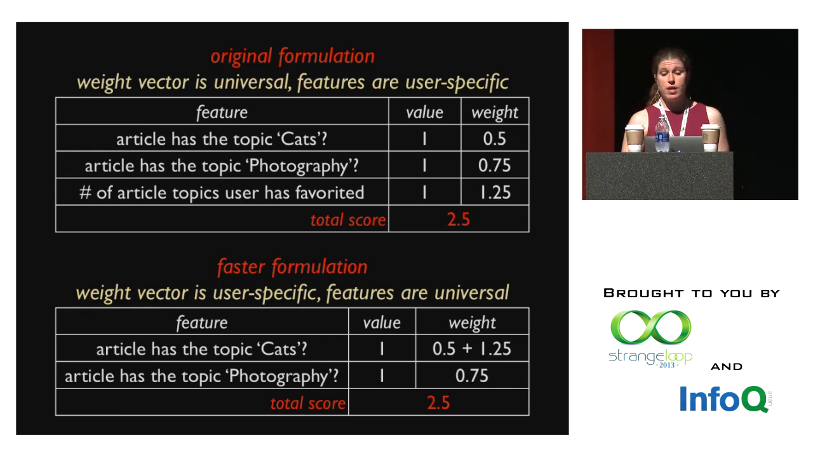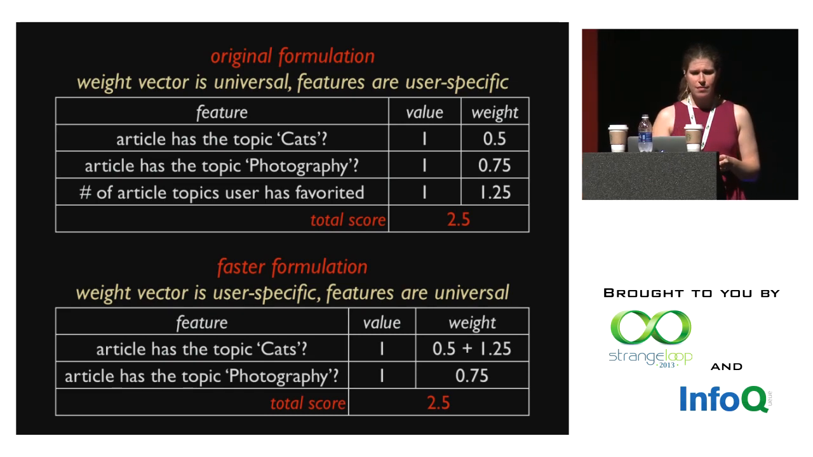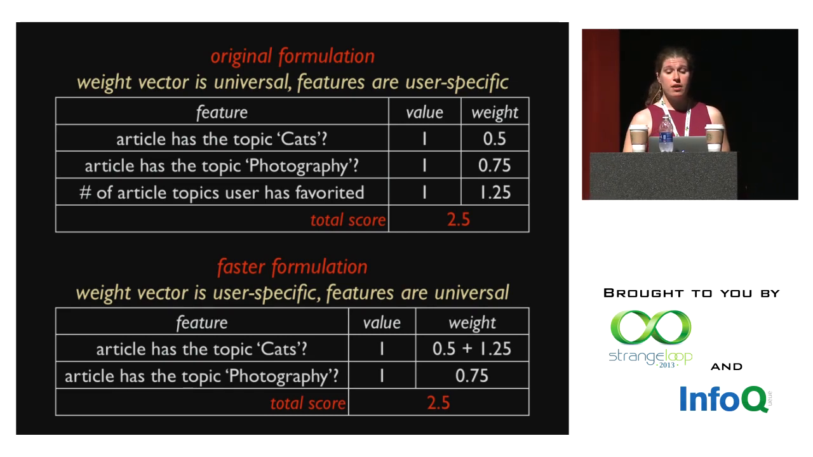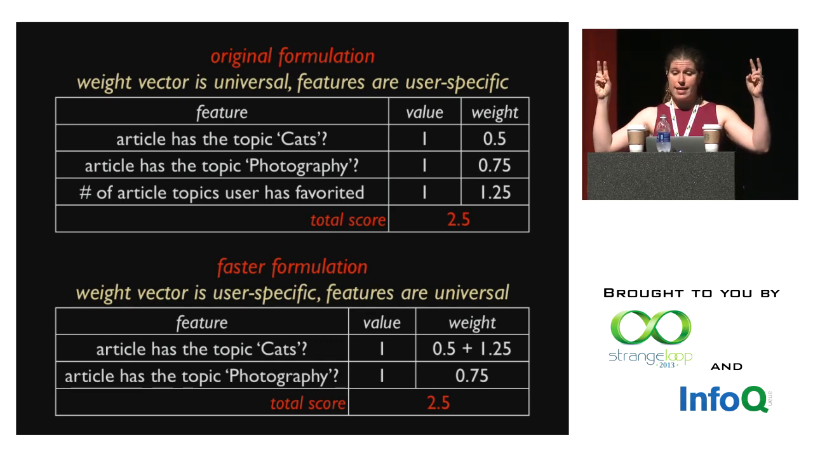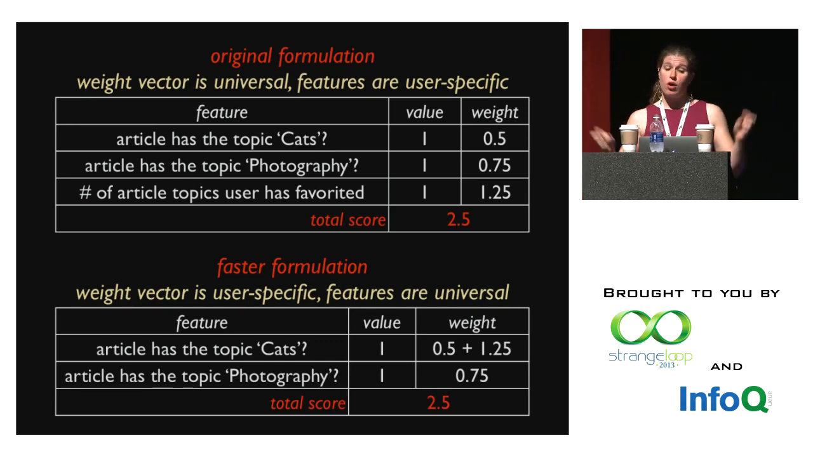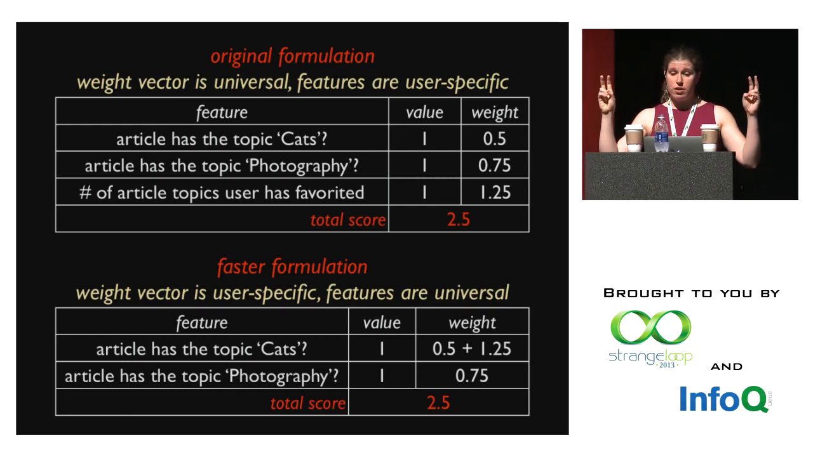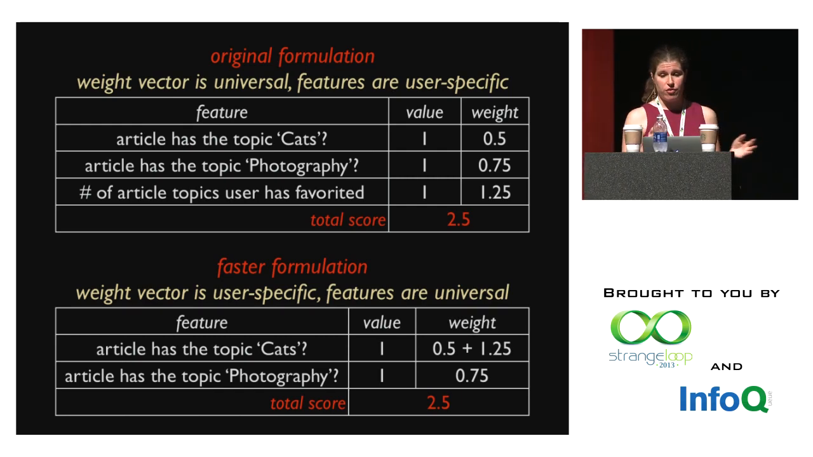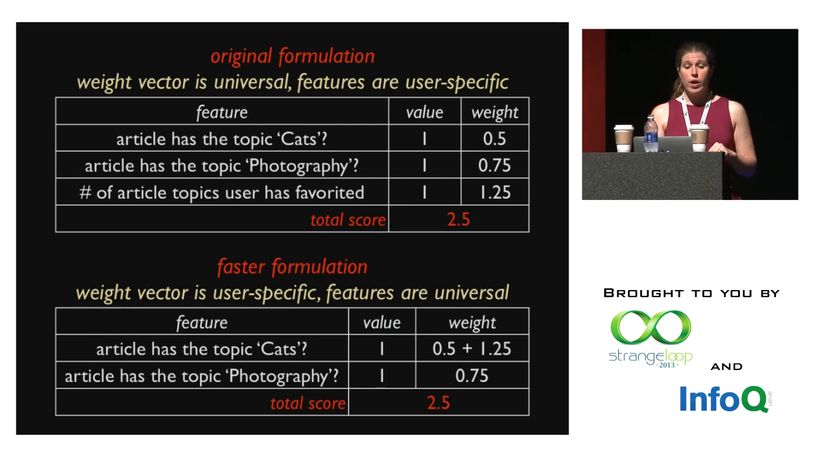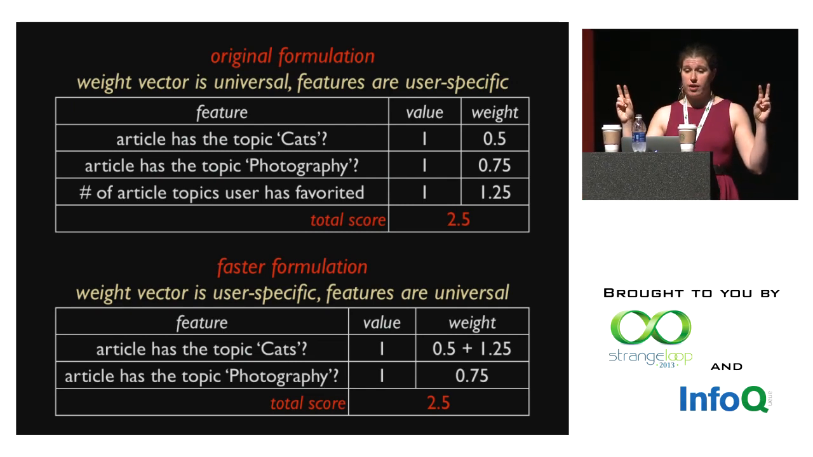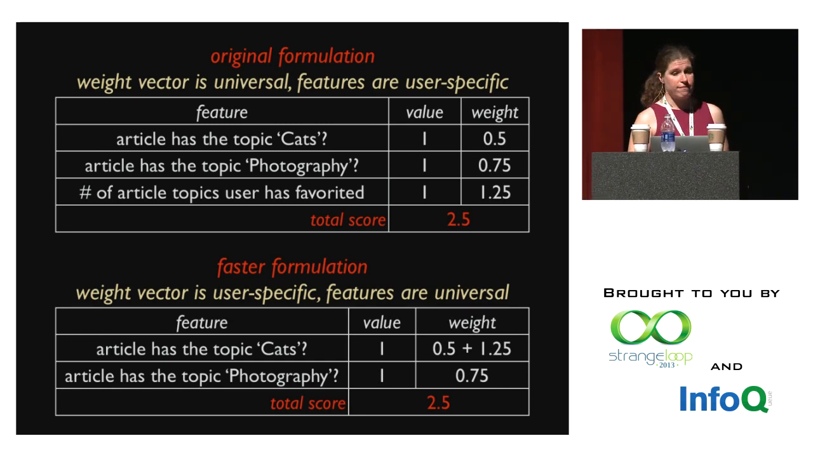In this case, let's assume that I do have cats as a favorite interest, but I do not have photography. So what we do in our faster formulation on the bottom is we remove the user-specific features, and instead we manipulate the weight vector to be user-specific. In this case, that means that we would update the weight for the article has the topic cats feature by adding in the weight for article has a topic that the user favorited, because the user has cats as a favorite topic. The weight for article has topic photography does not get updated, because I do not have photography as a favorite.